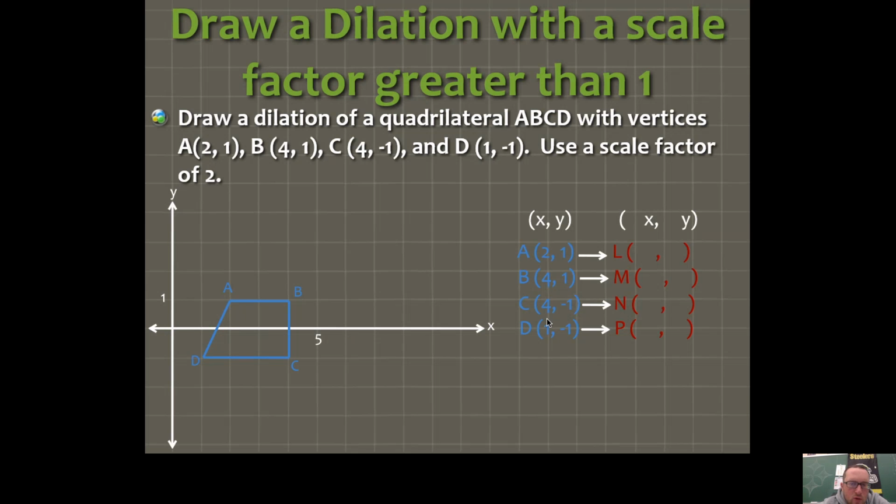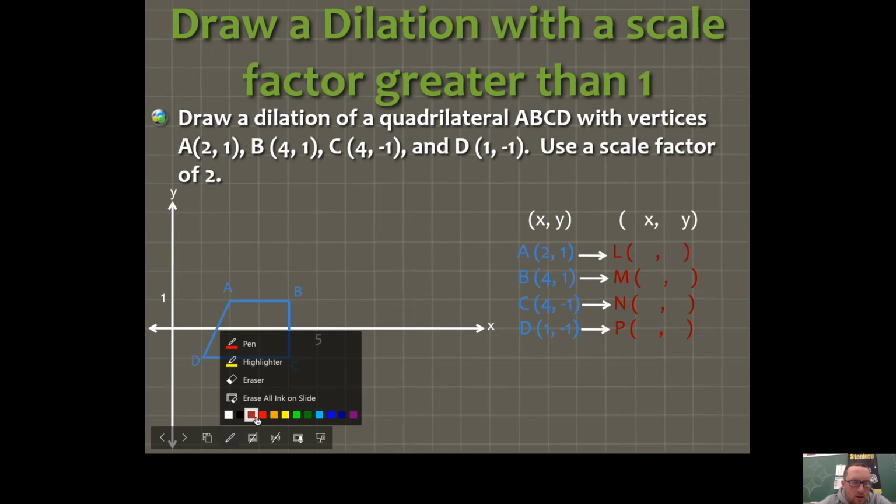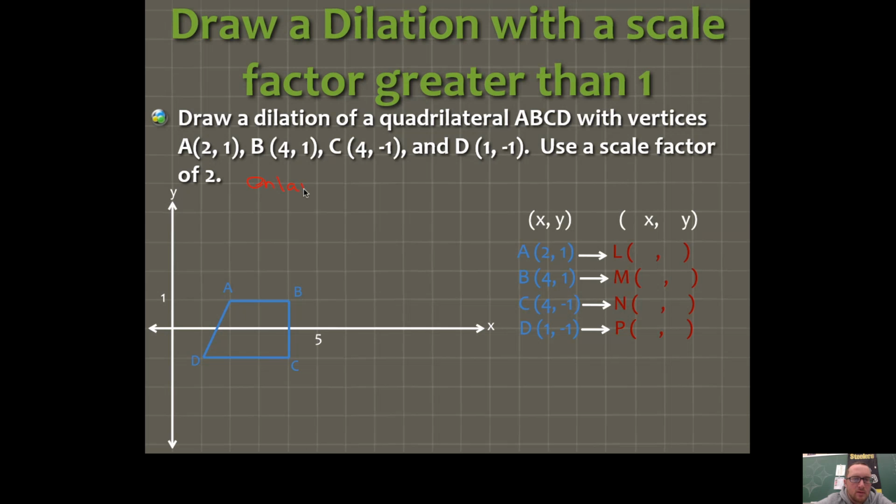So notice how I have all of my ordered pairs written down for points A, B, C, and D. I'm going to take my scale factor of 2. Notice how 2 is bigger than 1, so this is going to be an enlargement. And I'm going to multiply these ordered pairs by that scale factor. So if A lives at 2, 1, point L is going to be what this corresponds with. We're going to say it lives at 4, 2. All I did was multiply this by 2 and multiply this by 2. So you do the same thing for every single ordered pair. We'll make this the ordered pair 8, 2. We'll make this one the ordered pair 8, negative 2. We'll make this the ordered pair 2, negative 2.